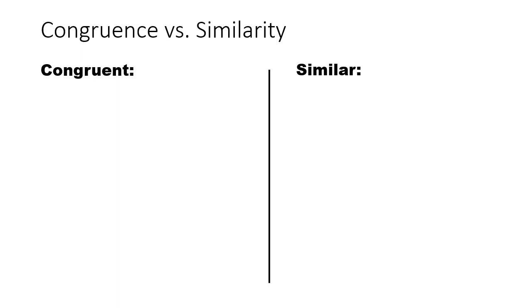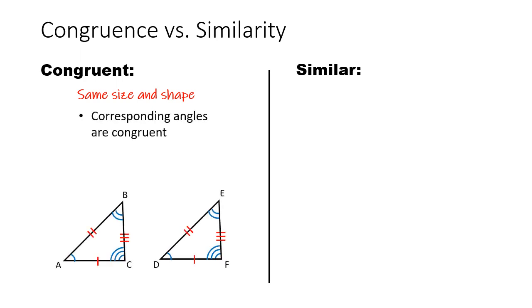And before we get into the similarity statements, I want to make sure that you know the difference between congruent and similar. So remember, congruent means that we have the same size and shape when we're talking about two figures. That means that the corresponding angles are going to be congruent. That's what holds the shape. And the corresponding sides are going to be congruent, just like we see in these two triangles ABC and DEF. And because those are congruent, we can write this congruency statement.